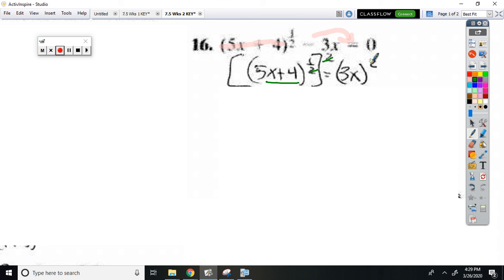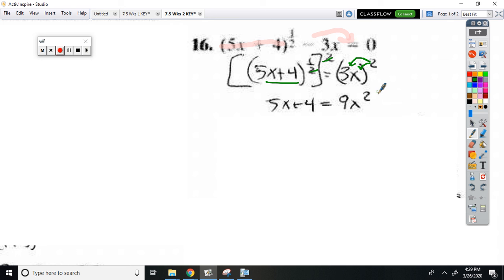Over here, a lot of you will forget to distribute this. We need to do 3 squared, which is 9, and x squared, which is x squared. So a lot of you will have just 3x squared instead of 9x squared right there. Now this is a quadratic. The way that we learned to solve quadratics were one of 5 ways: factoring, square rooting, graphing calculator, completing the square, and quadratic formula. Easiest, of course, is to factor.